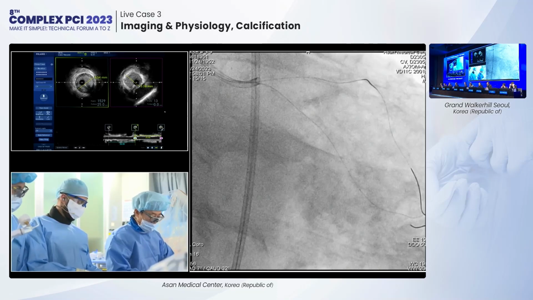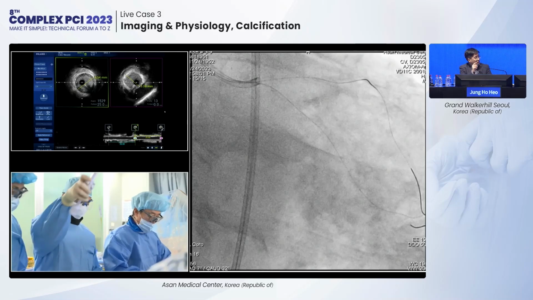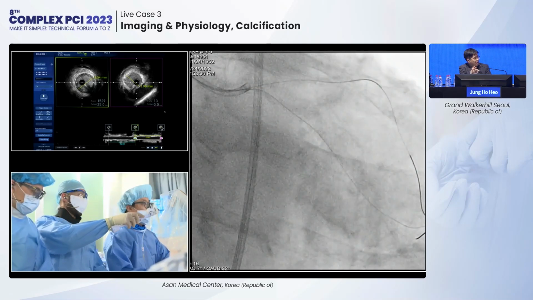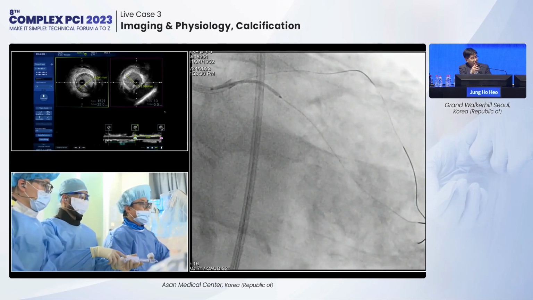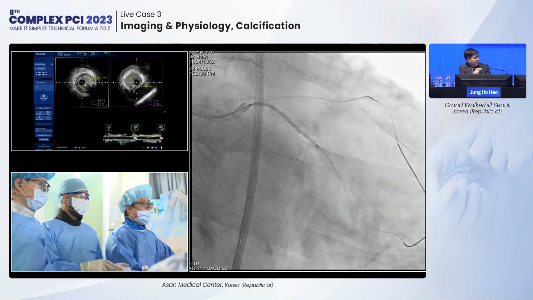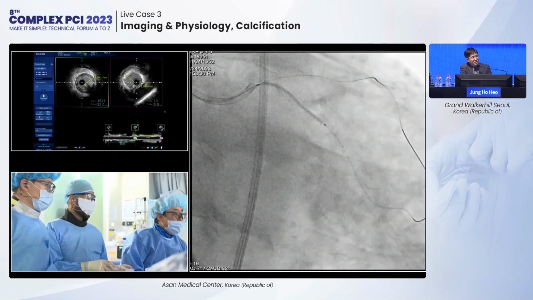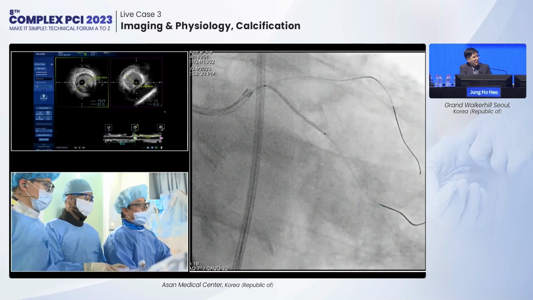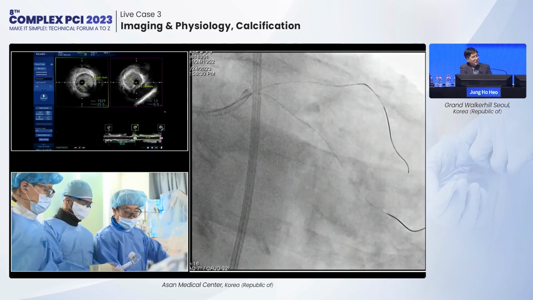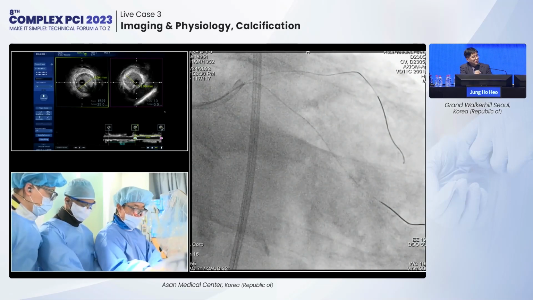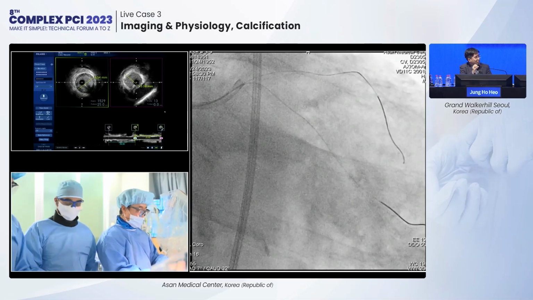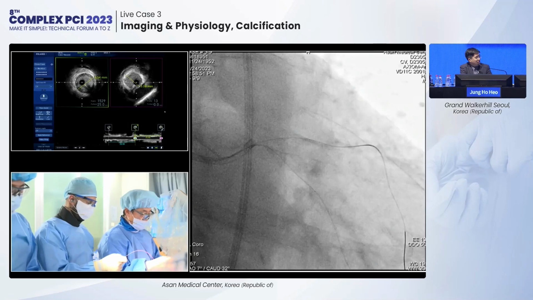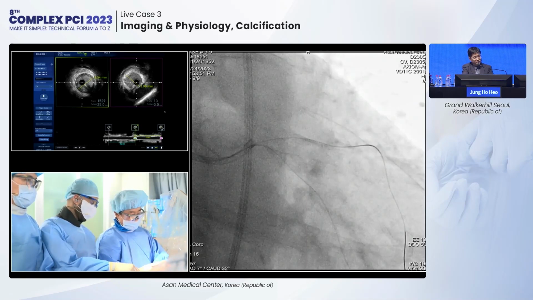But the problem is if we treated only the LCX, definitely something will happen at the LAD ostium. If we look at the IVUS image of the LAD ostium, definitely the disease is bad. So I think that the DCB is not enough to treat this lesion. With only the FFR, we can treat this lesion by spot stenting. But after checking IVUS, I changed my mind. A total metal jacket is needed in the full LAD and LCX.